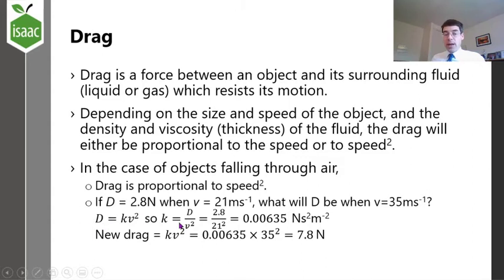and then rearrange it to get the constant. We can then work out the value of the constant using the known data. That's these two numbers here. Once we know the constant, we can then use the equation drag equals kv squared with the new speed in order to get the drag under the new circumstance. This methodology, by the way, is applicable to other problems involving proportionalities, even if they don't involve drag.